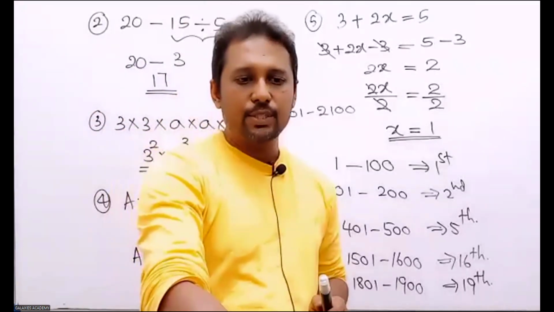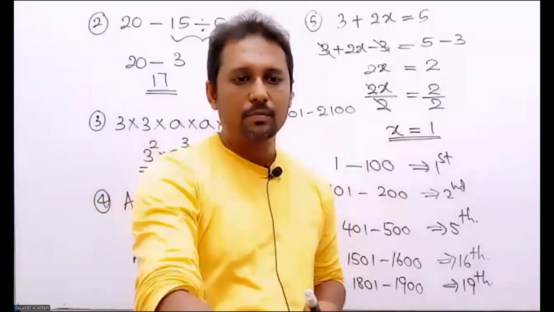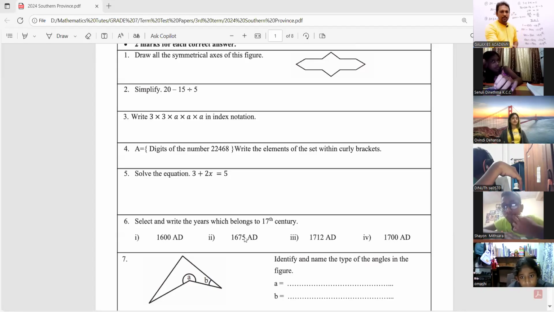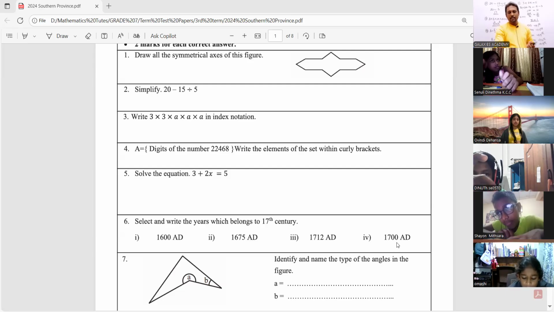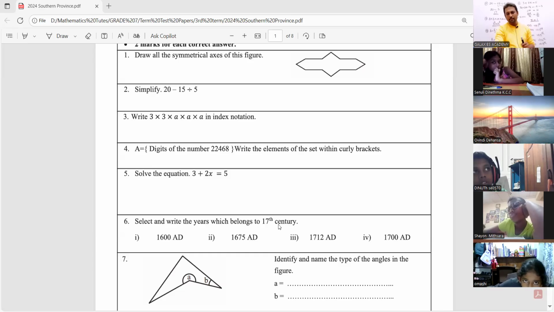Then this question is given. There are 4 years: 1600, 1675, 1712 and 1700. Then you have to select and write the years which belong to the 17th century. Then also revise the century finding method.